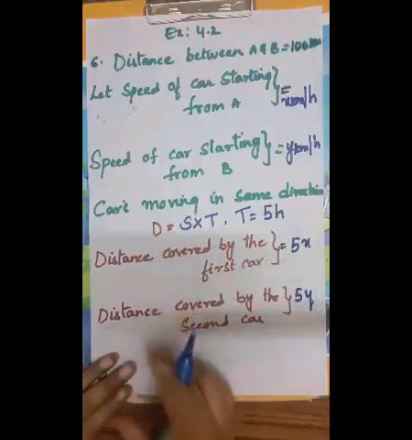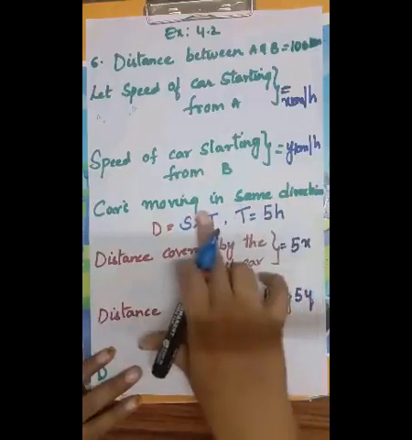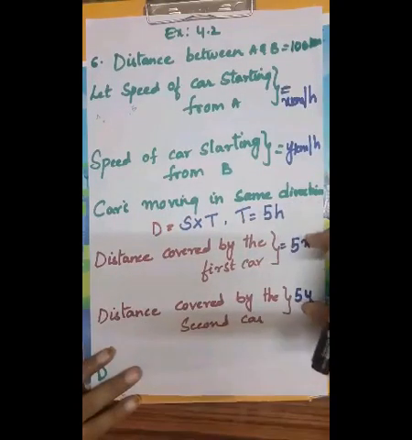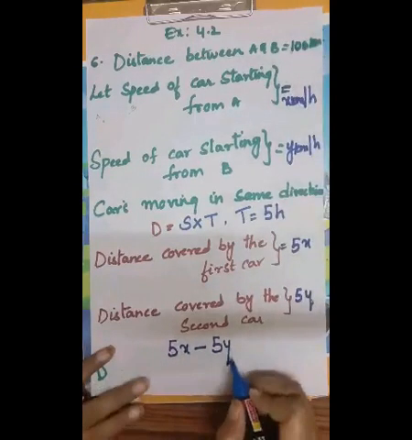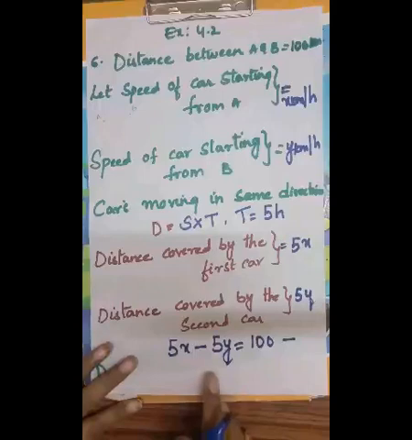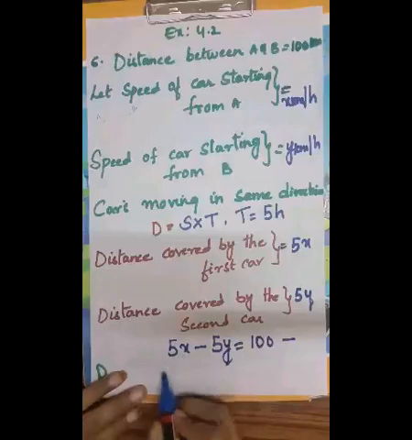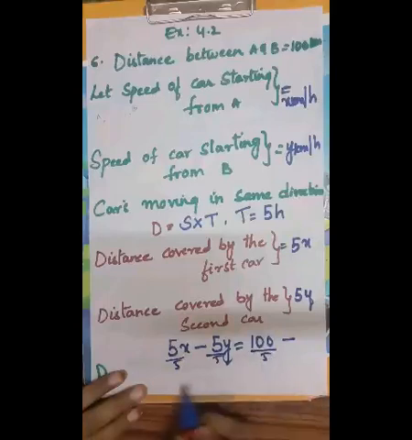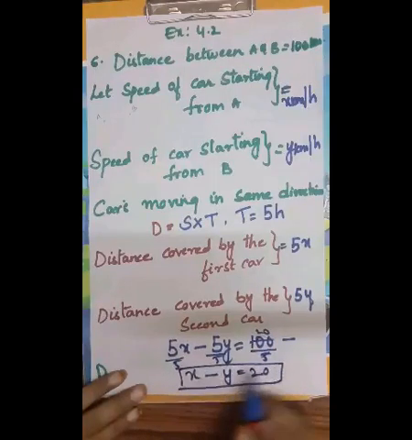Distance is equal to speed into time. We know that they are traveling in the same direction. So relative speed will be minus. 5x minus 5y. How much is the distance? It is equal to 100. This is equation 1. 5x minus 5y is equal to 100. Divide throughout by 5, or take 5 common. So x minus y, 5 ones are 5, 5 twos are 10, is equal to 20. This is your equation 1.